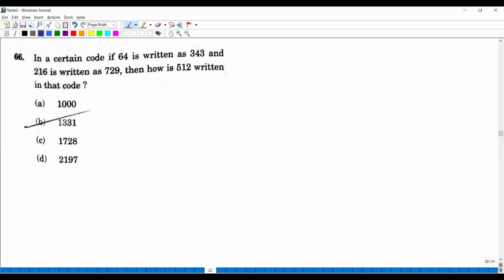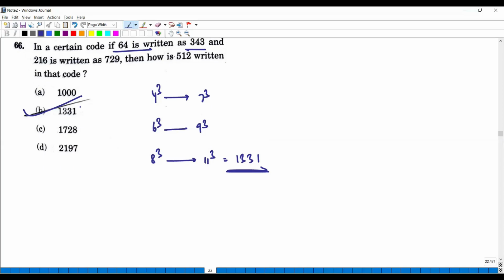In a certain code language, 64 is written as 343. We know 64 is 4 cube, written as 7 cube. 6 cube is written as 9 cube. Then 5 and 2 is 8 cube, which is written as plus 3, 11 cube. 11 cube is 1331. So it's a very easy, simple coding.